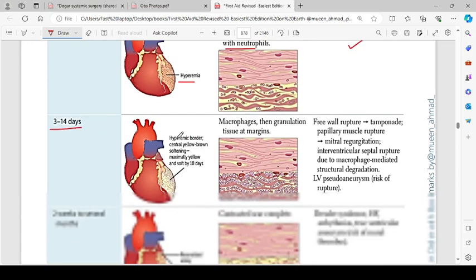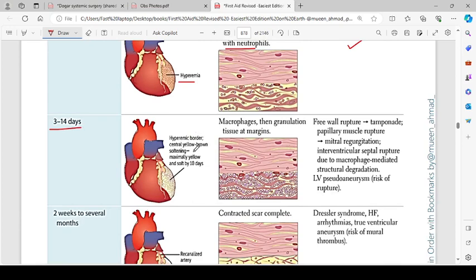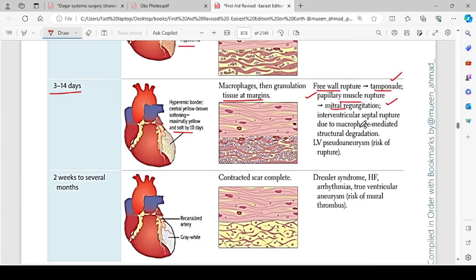In 3 to 14 days, hyperemic borders with central yellow-brown softening, maximally yellow and soft by 10 days. Macrophages, then granulation tissue at the margin. Free wall rupture leads to tamponade, and papillary muscle rupture will lead to mitral regurgitation. Interventricular septal rupture is due to macrophage-mediated structural degradation. Left ventricular pseudoaneurysm carries a risk of rupture.